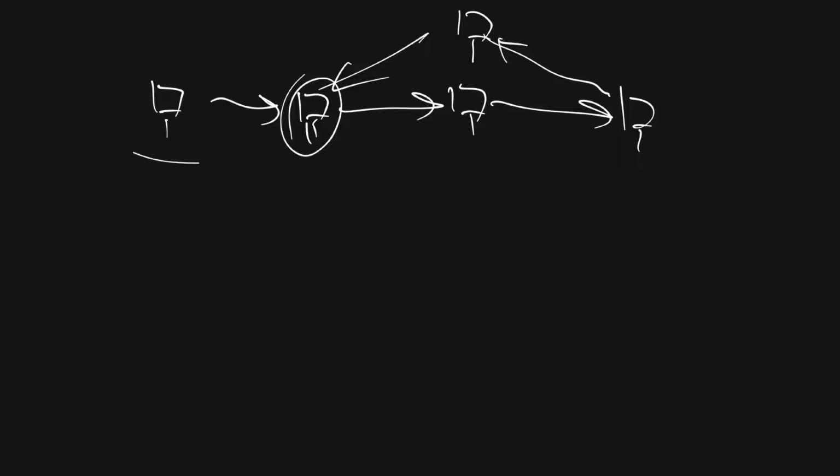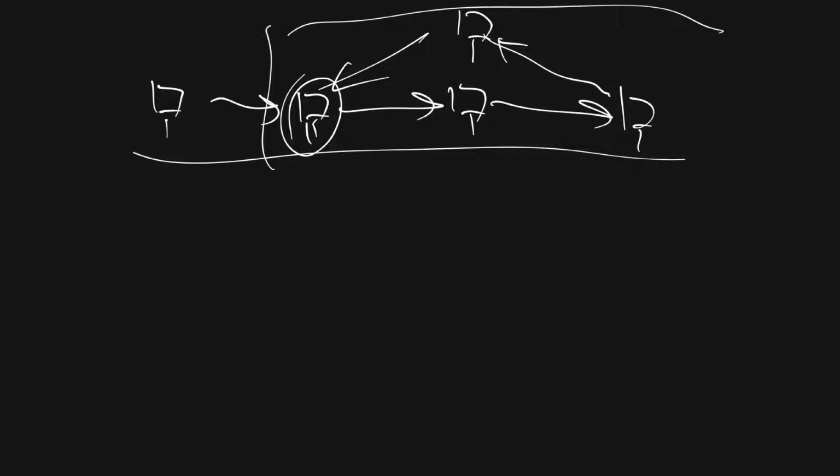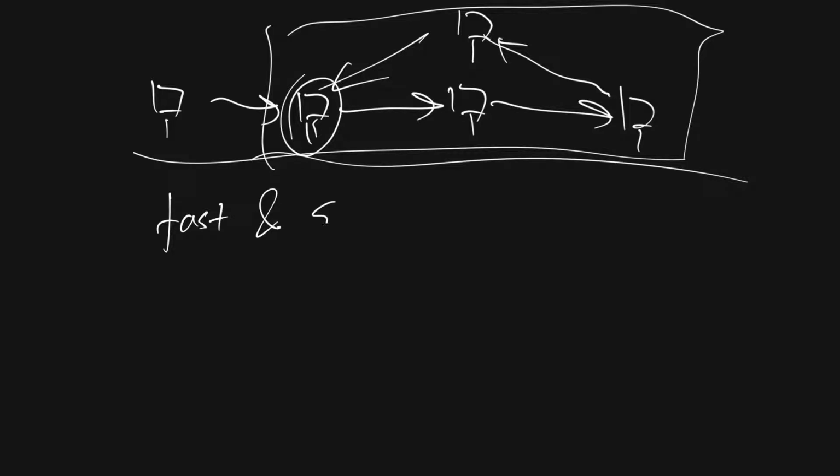And what I want to talk about is another kind of algorithm of checking if there is a loop inside of the linked list. And this algorithm is used in multiple places, in multiple questions that you can use. The algorithm is called fast and slow runner.